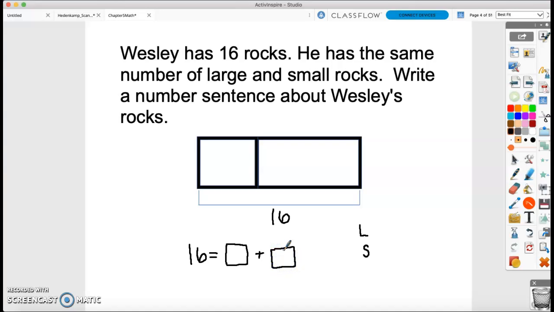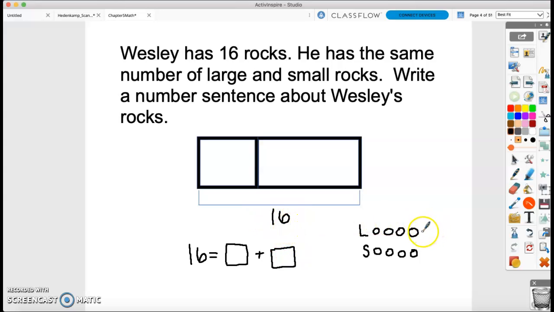Okay, so I need 16 altogether, so I'm going to do this. I'm going to draw 1, 2. I'll give 1 for the large and 1 for the small until I get to 16 so that I know that they have the same number. So this is 3, 4, 5, 6, 7, 8. So I have 8 right now, and large rocks has 4, small rocks has 4. They each have the same number, but we haven't gotten to 16 yet.